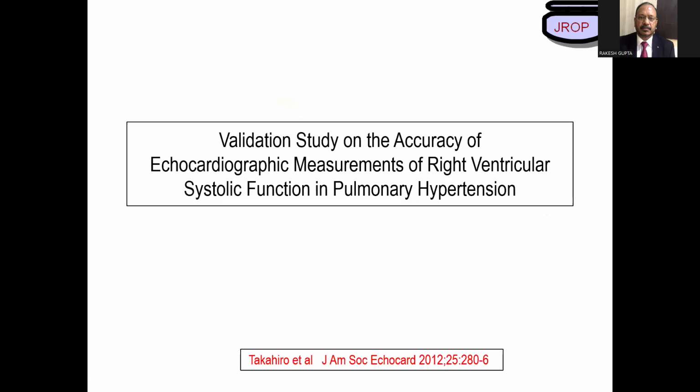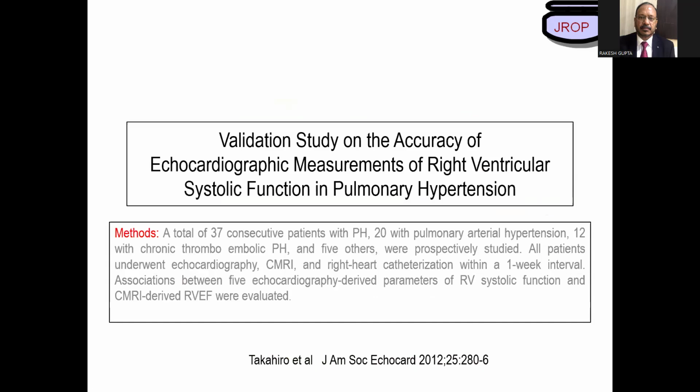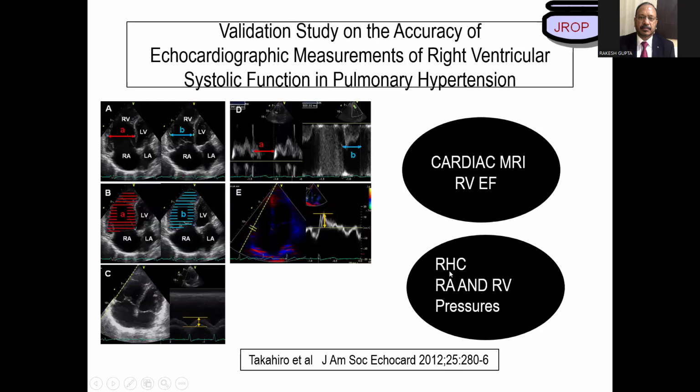Well, I always say that whenever you look at this method, which is published in the Journal of the American Society of Echocardiography, where PH of 20 and 20 with chronic thromboembolic phenomena, they correlated well with cardiac MRI and heart failure, right heart catheterizations.